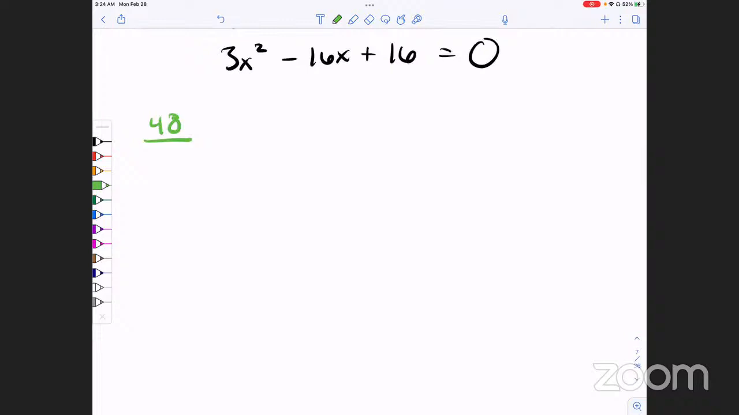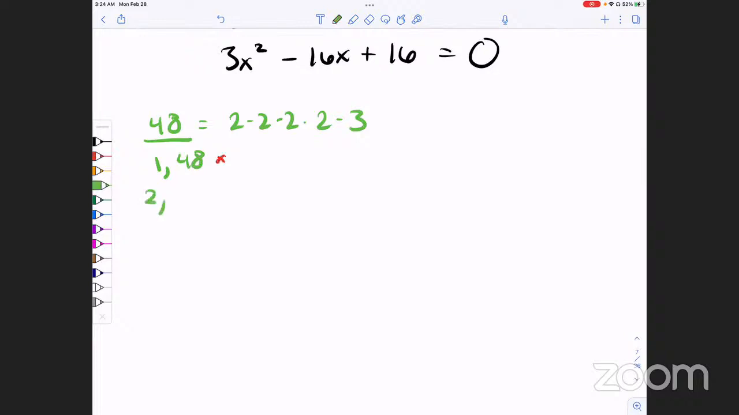48 is also 6 times 8, which is 2 times 2 times 2 times 2 times 3. So I'm going to go through all the combinations until I get to 16, right? And the way we do it, the first is 1 and 48, but that adds up to 49, so these are not the two.